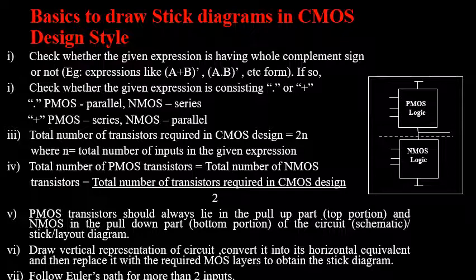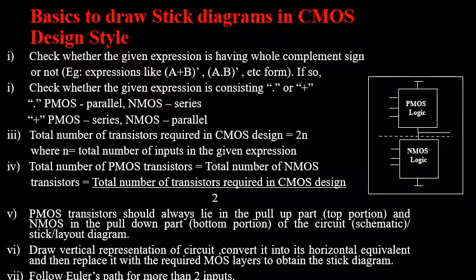First we check whether the expression is in terms of whole complement or not. If it is, then you can follow the further steps. Once you find that the expression is in the whole complement form, the second thing is to check whether the expression has a dot sign or a plus sign. This is the thumb rule. If you remember only these two concepts, you can draw the circuit diagram for n number of circuits without any knowledge of its operation.